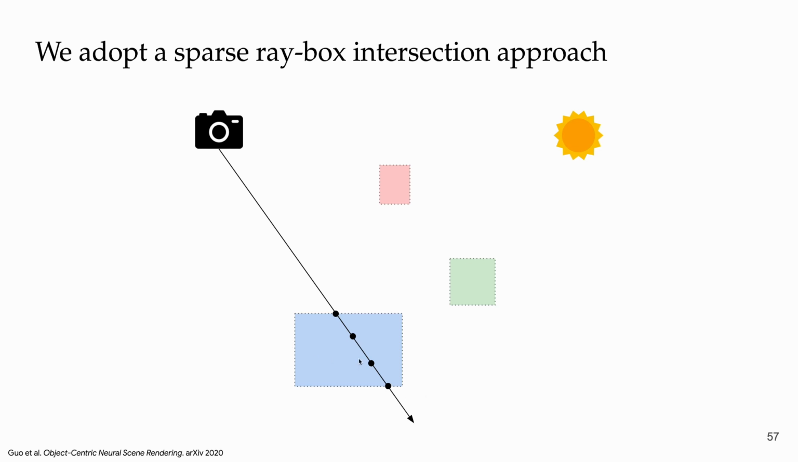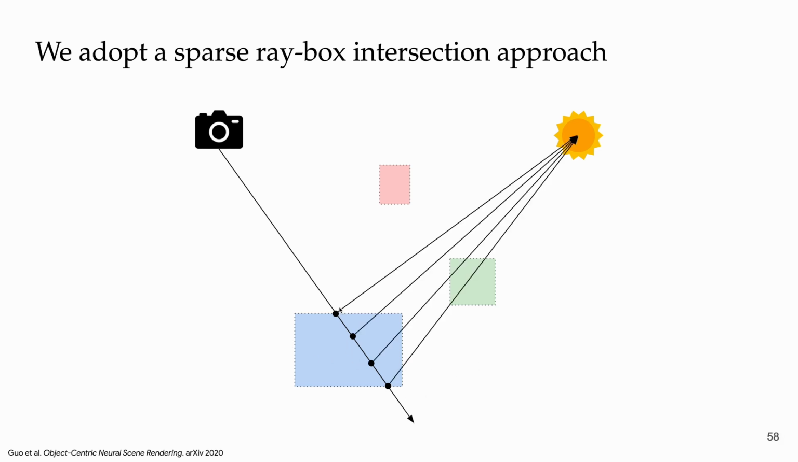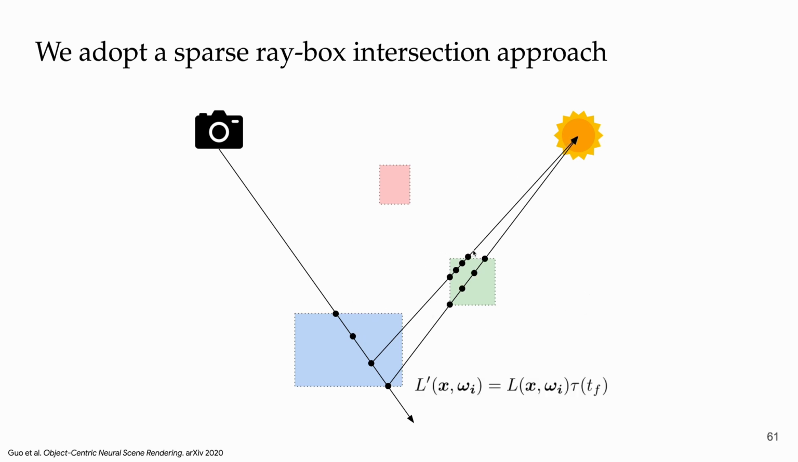example, how do we compute secondary rays? Well, for each point, we can send a secondary ray to the light source. And for the rays that don't intersect with any objects, we can again discard them. And again, only sample within the intersection bounds.